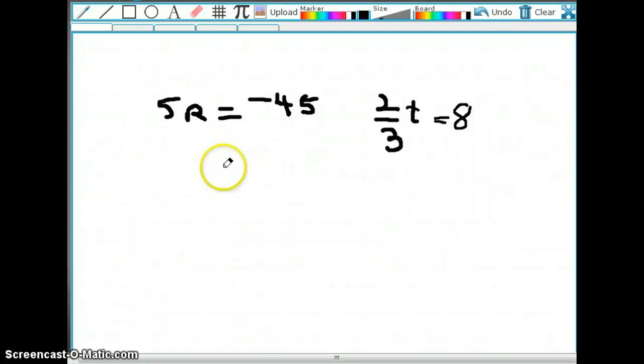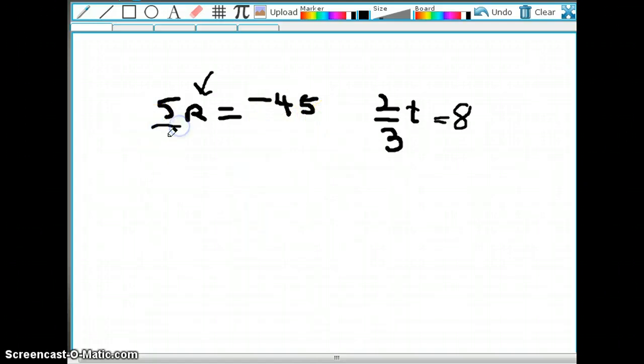We're still going to solve one-step equations, but this time it has to do with multiplication and division. This problem to my left states 5r, or 5 times r, equals negative 45. For you to get the r by itself on the left side of the equal sign, or the side opposite the coefficient, which is negative 45, we've got to do what to eliminate it?